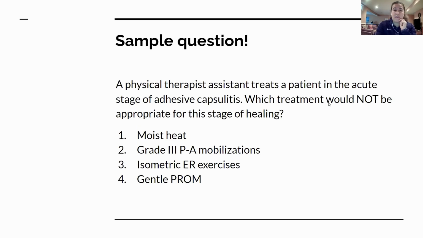So here I have a sample question for you guys. A physical therapist assistant treats a patient in the acute stage of adhesive capsulitis. Which treatment would not be appropriate for a patient in this stage of healing? Here are our possible answers: moist heat, grade 3 PA MOBs, isometric external rotation exercises, or gentle PROM. I'm going to give you guys about 15-ish seconds to start thinking about what the answer would be. And make sure you read the whole question when you're doing this.